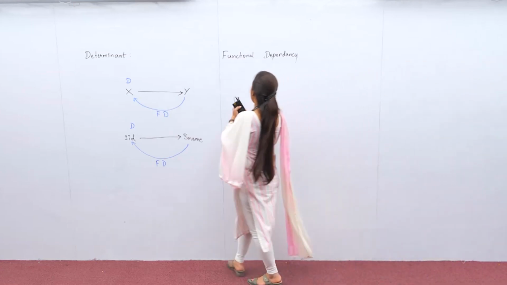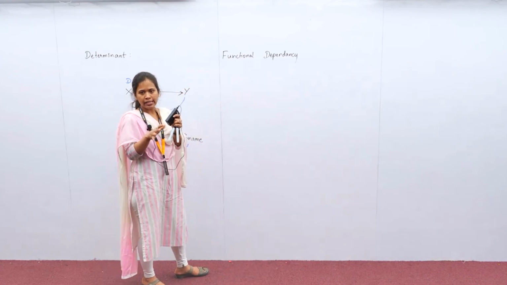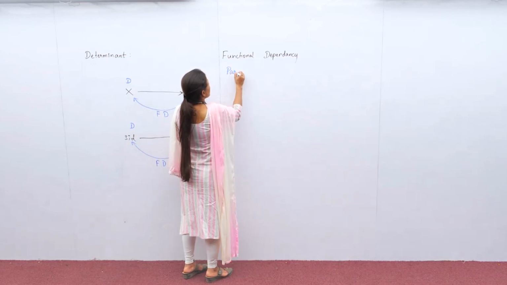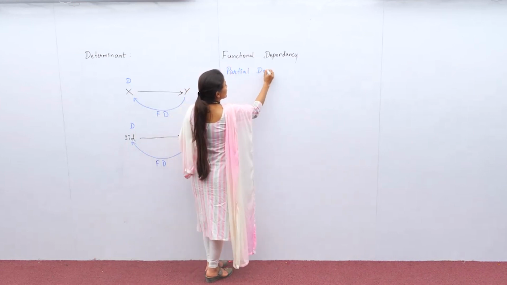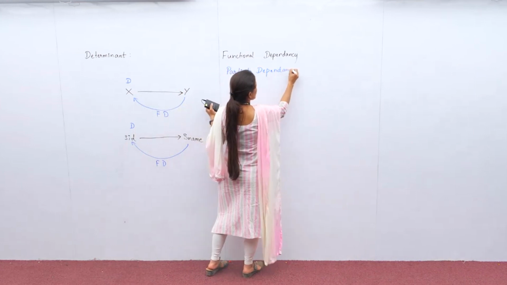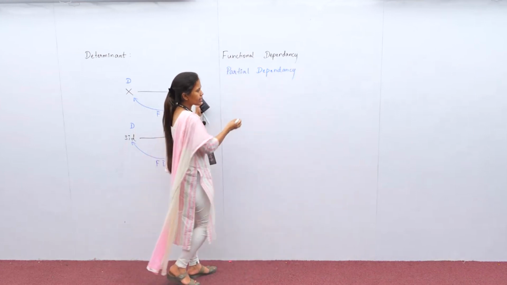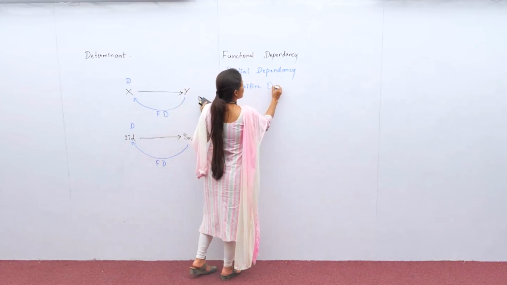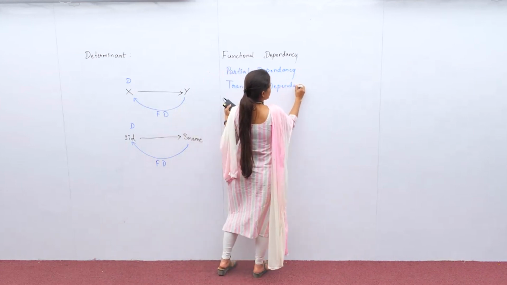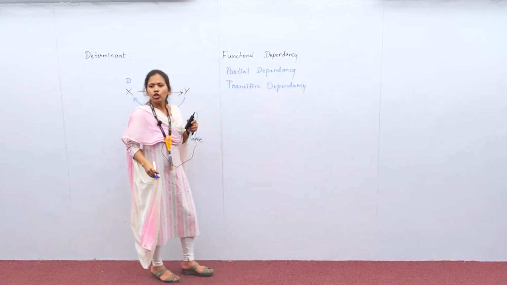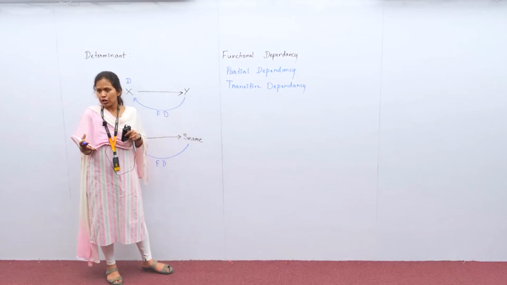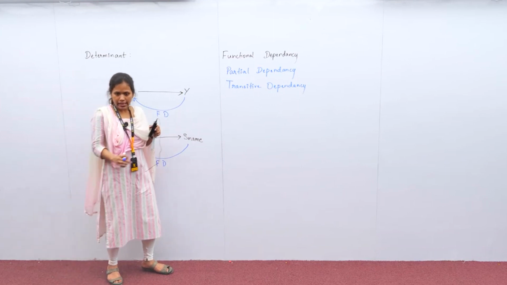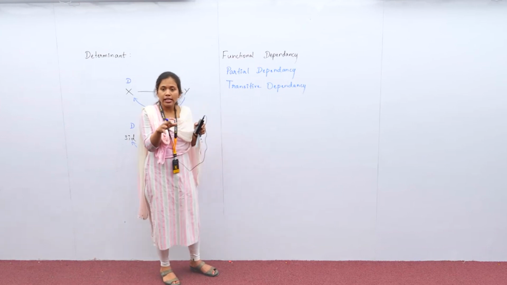We have two different types of functional dependency which we have to understand. One is partial dependency and another one is something called transitive dependency. All of you are getting it? There are two different types of functional dependencies: one is partial dependency and another one is transitive dependency. These two dependencies, you have to understand what they are.